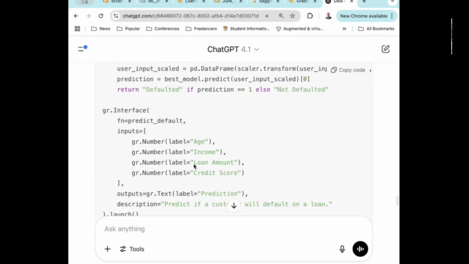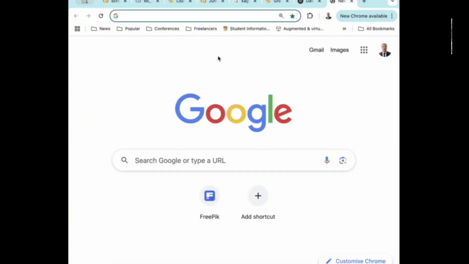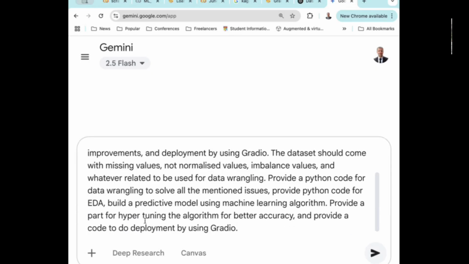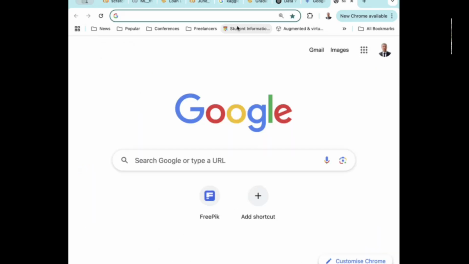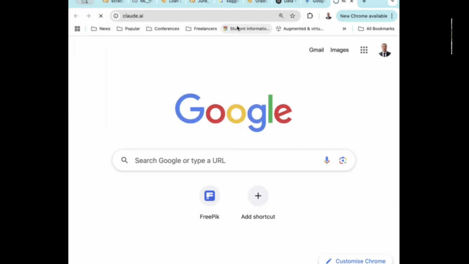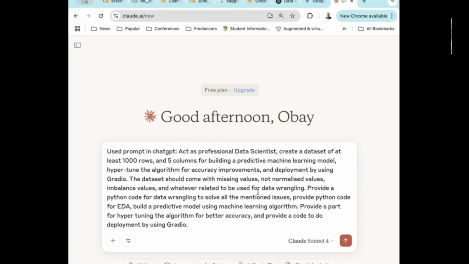Is ChatGPT the only one? No, you can use Gemini. Okay, let's start Gemini, but I'm not using the paid version of Gemini. The same prompt. I believe Claude is also doing a very good job. For a period of time, I was using Claude for coding. It is one of the best. It was one of the best.